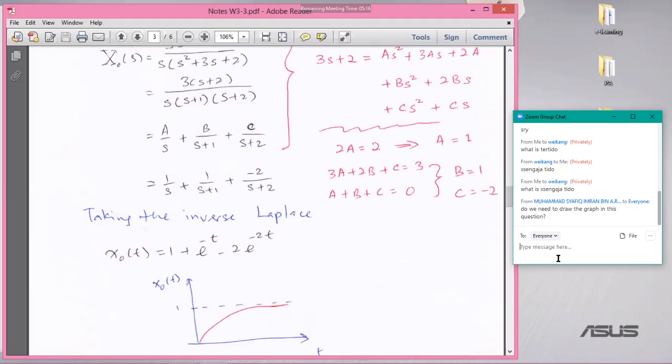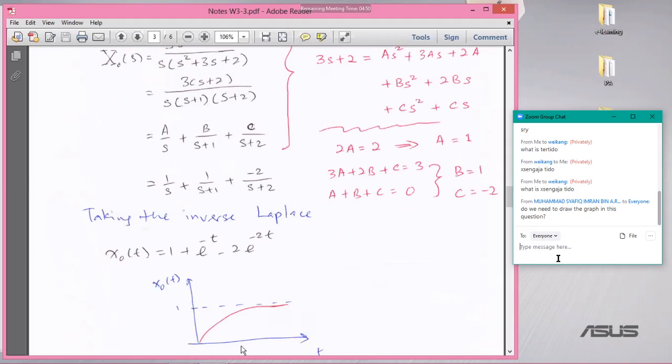Do we need to draw the graph in this equation? No, this is a free country. You can do anything you like. You don't have to do anything. Even the test for this class is optional. No, I'm just kidding. Sorry about that.